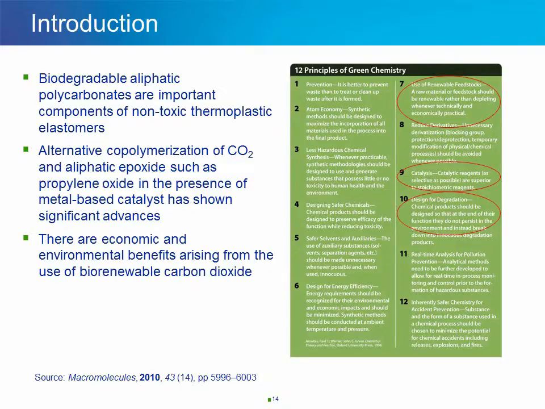The production of aliphatic polycarbonates has been the subject of multinational research laboratories. One process that has shown significant advances is the alternative copolymerization of CO2 and aliphatic epoxides, such as propylene oxide, in the presence of a metal-based catalyst. The reason for the interest is in part due to the economic and environmental benefits arising from the utilization of biorenewable carbon dioxide for industrial health and safety purposes.